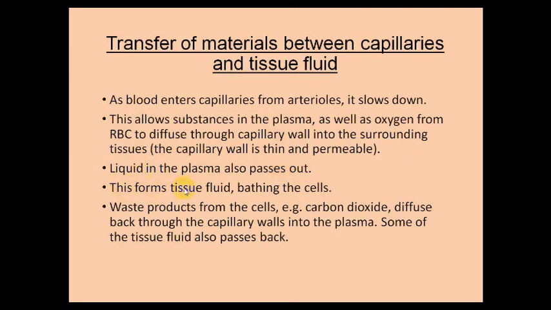This forms tissue fluid which bathes the cells. Other than the useful substances that the blood gives to the neighboring cells and organs, the neighboring cells and organs will give back waste products to the RBC, so that the RBC can carry them inside the vein to the heart, for the body to metabolize or excrete. Waste products like carbon dioxide will diffuse back through the capillary walls into the plasma. Some of the tissue fluid will also pass back. So these are all for this part.